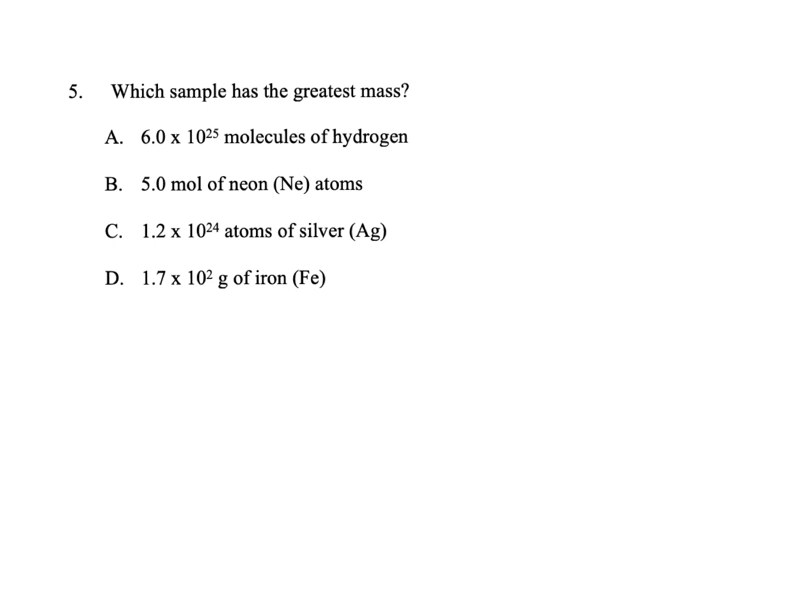This one here I took up on the board in class, but I'll do it again anyways. Which sample has the greatest mass? Okay, mass. We need all these in grams. That's going to be the comparison point. So let's start with this one since it's already in grams. 1.7 times 10 to the 2 is 170 grams. Doesn't matter what it is. Turns out it's iron, but who cares?